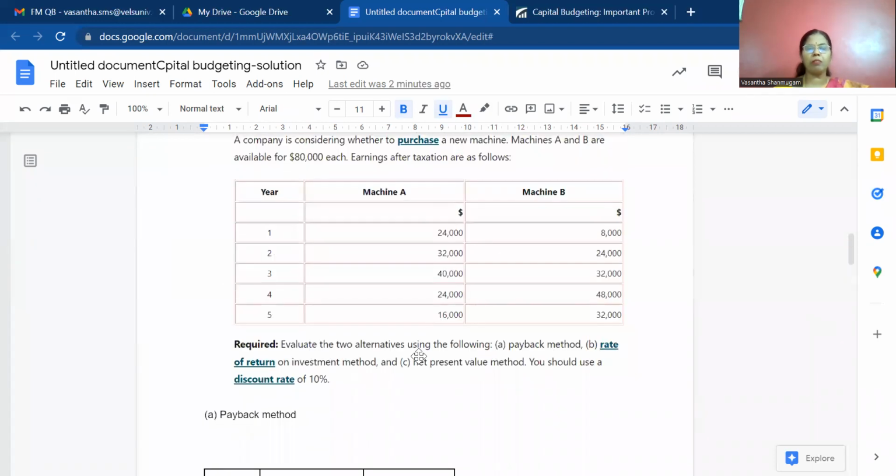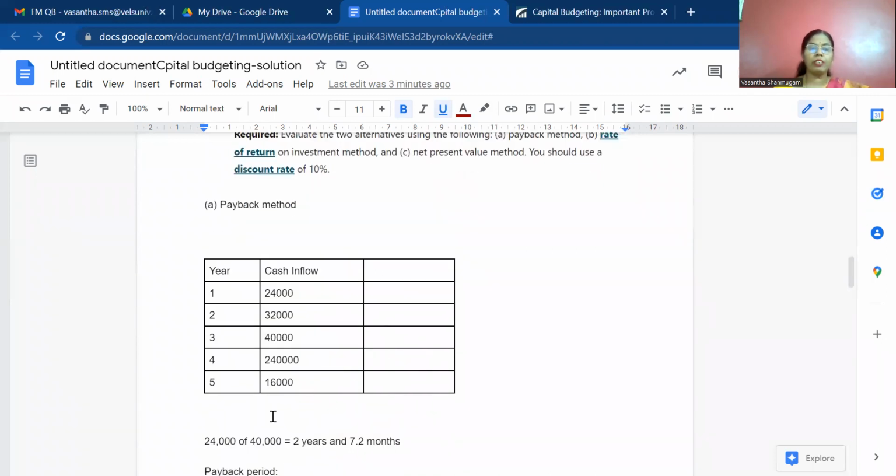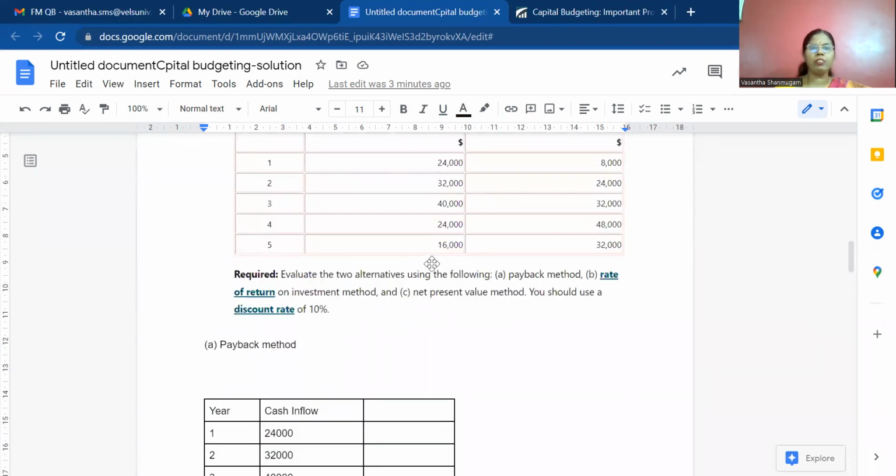For the payback period method, we have already discussed this under the payback period session. When the cash inflows are uniform, you use the initial investment divided by the average cash inflow. But in this question, the cash inflows are not uniform, so we have to calculate the cumulative cash flow. First, copy all the cash inflows.